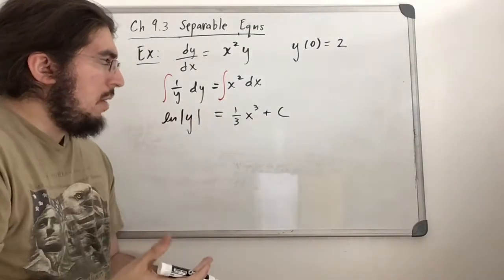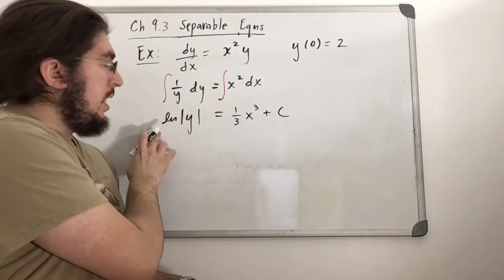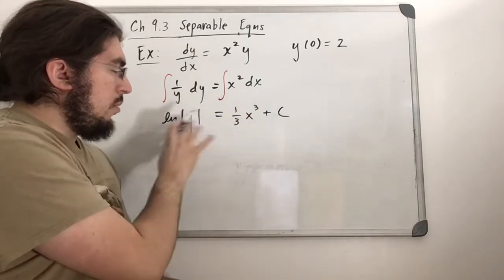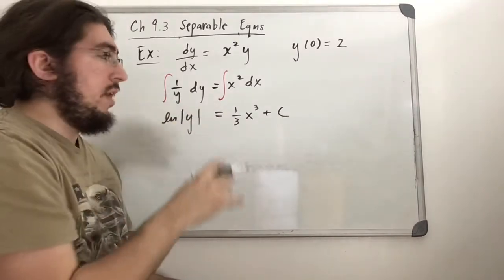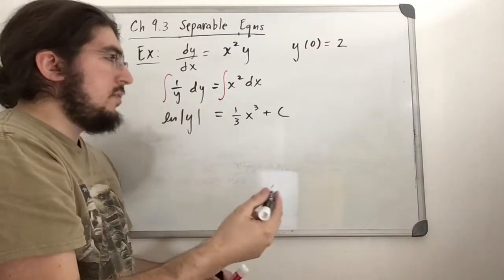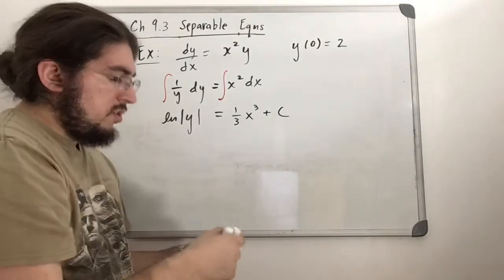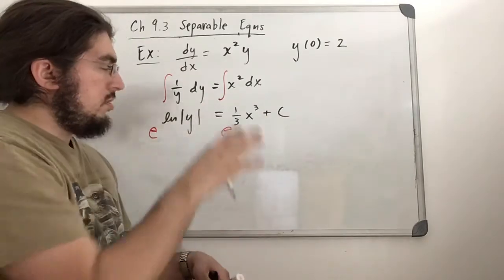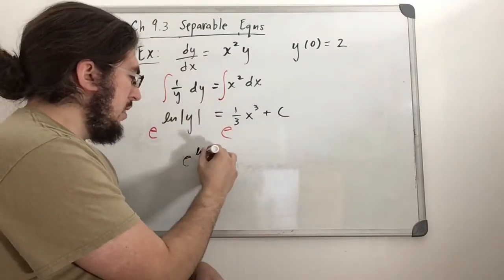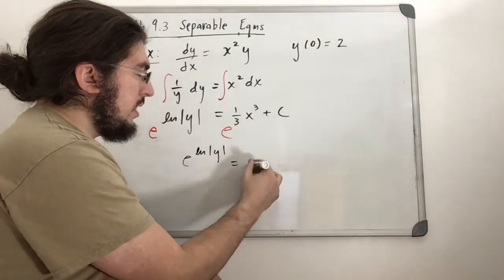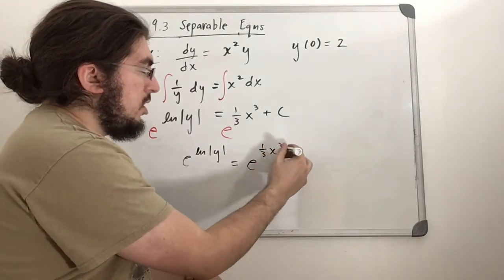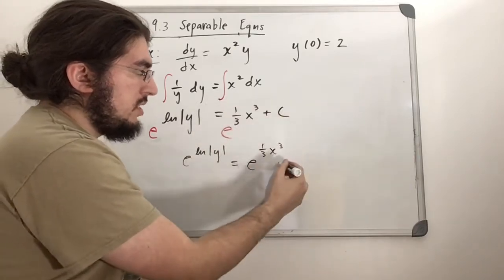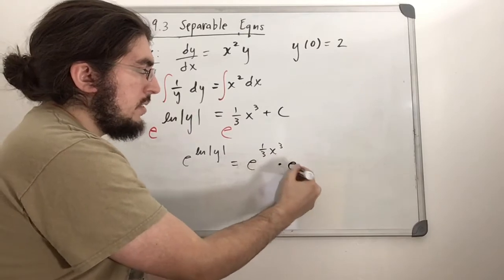Okay? And now, how do you get y by itself when you have this situation where it's ln of y? How do you undo ln? And the answer is to take both sides as powers of e. So if you do that, you take this side as a power of e and this side as a power of e. So just to rewrite it, it's e to the ln of y equals e to the 1/3 x cubed. And I was going to write plus c, but notice e to a sum of powers is just e to one of the powers times e to the other power.